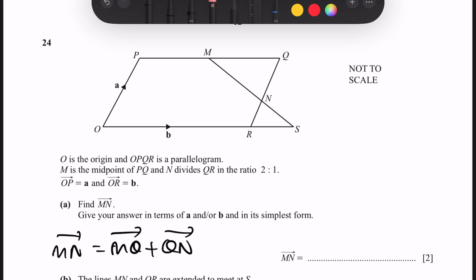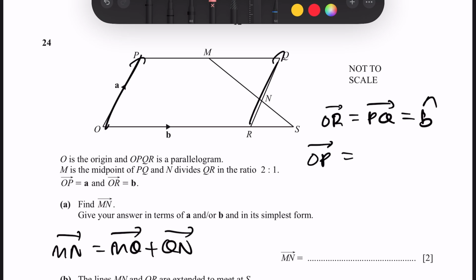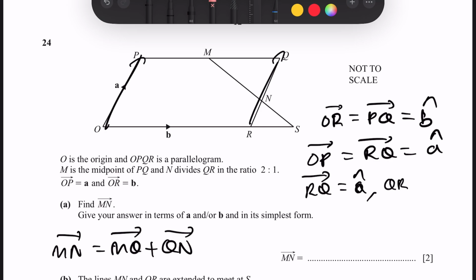Now as you can see, PQ and OR are parallel, right? OR and PQ are parallel since they're opposite sides of a parallelogram. So OR is equal to PQ, which is equal to B. And OP is parallel to RQ. Therefore, OP is equal to RQ, which is equal to A. Since RQ is equal to A, QR is equal to negative A.